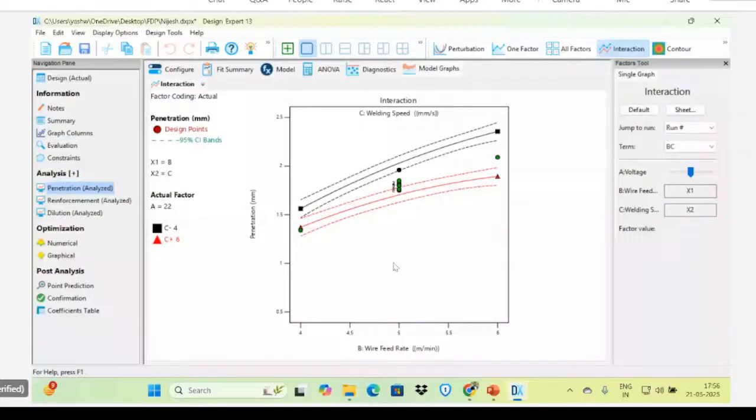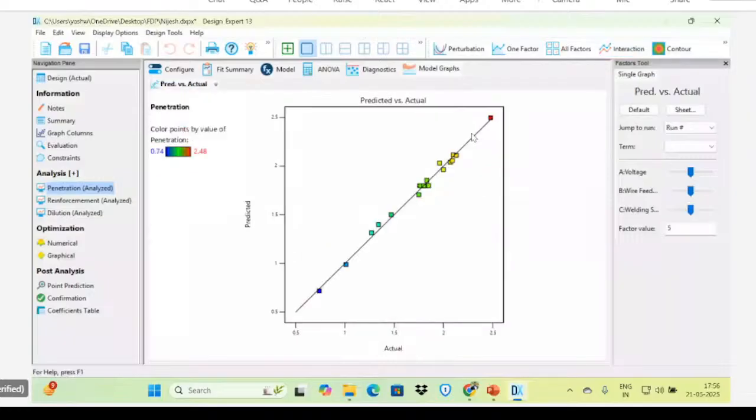And again, one important graph is predicted versus actual. The predicted values are the single black line, and the dotted points are the actual values. The actual values are almost in sync with the predicted values. That means our model is significant, and we can trust this model and calculate the values of penetration, and other factors we can optimize.